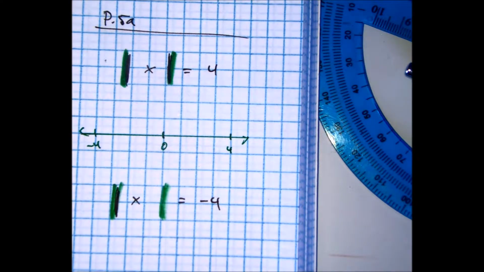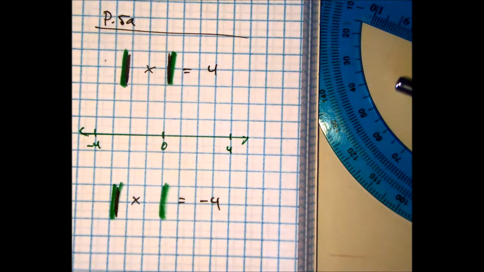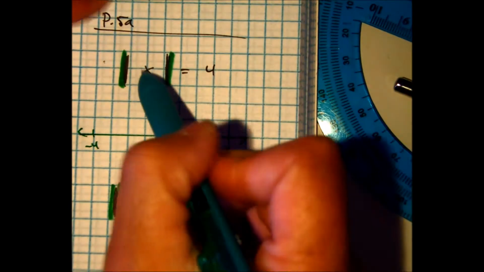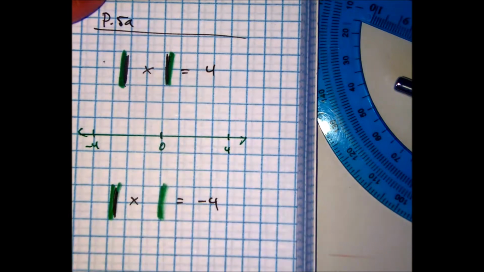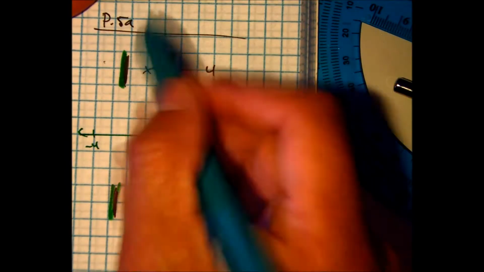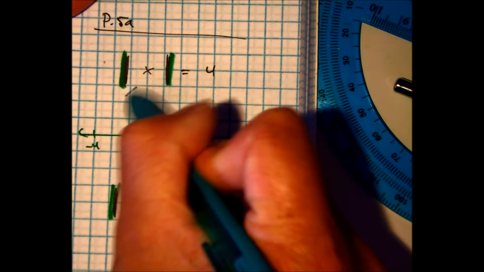Alright, so I had two problems here, and I asked you guys to solve for x. What number can you put in here? And you found the absolute value would equal 4. Okay, someone said negative. I want to show this to you.